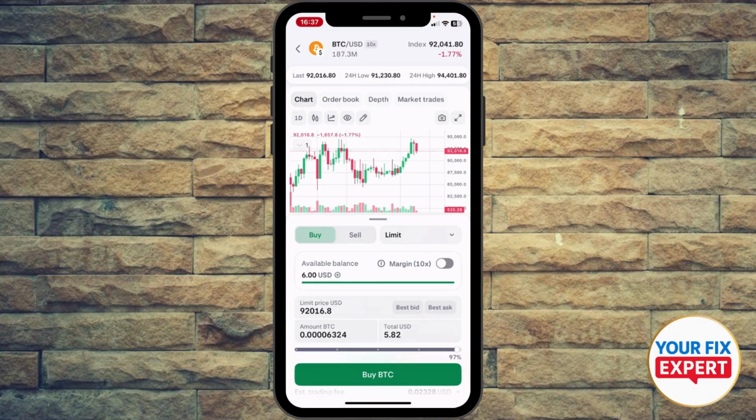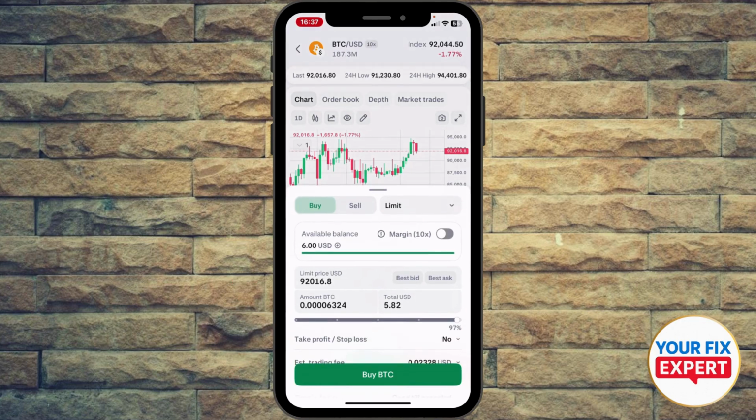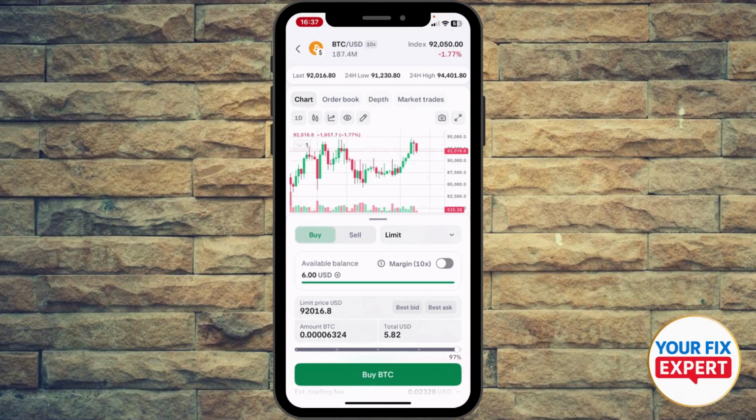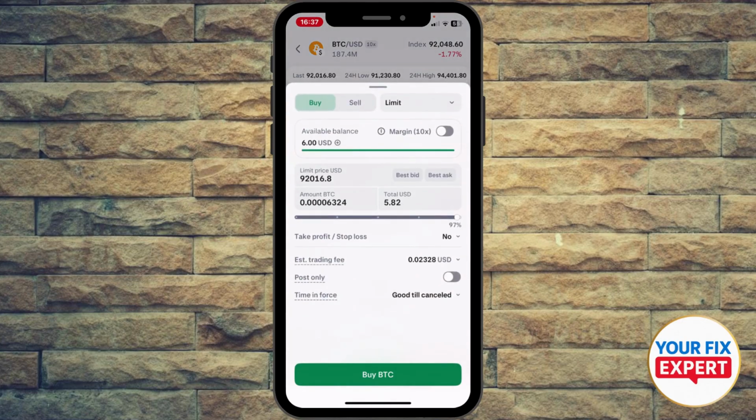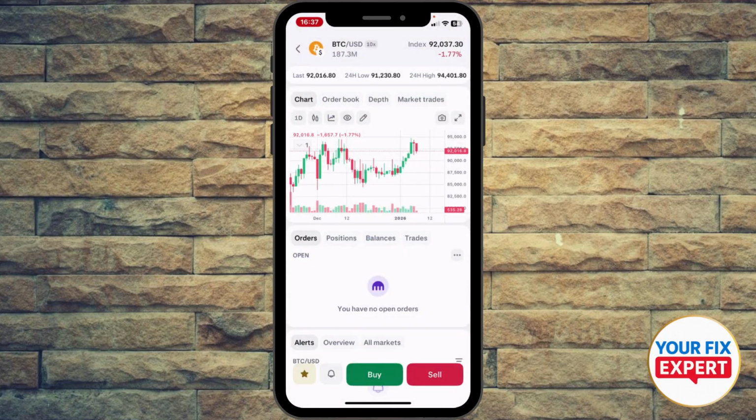All right. And specify the amount you wish to trade. Let's say 5.82. Okay. And the process is similar on both the main Kraken app and the Kraken Pro interface. Okay. Hit buy or sell, and your position will be opened here under the chart.